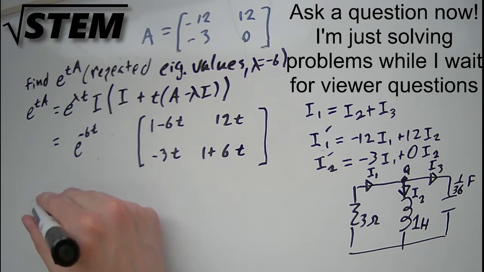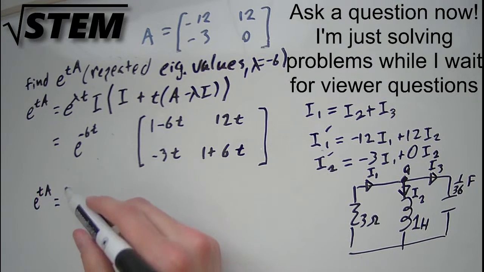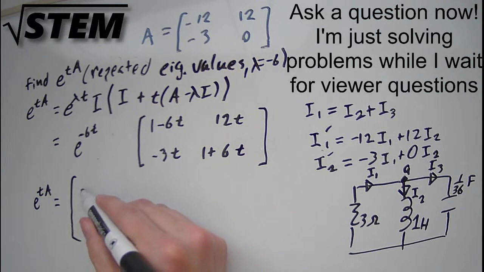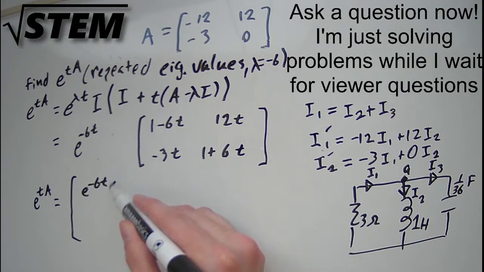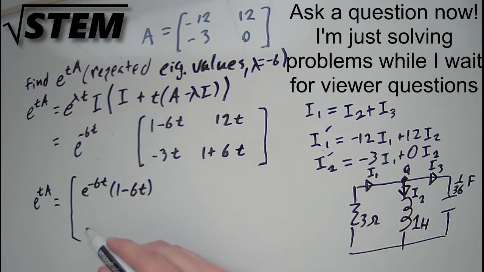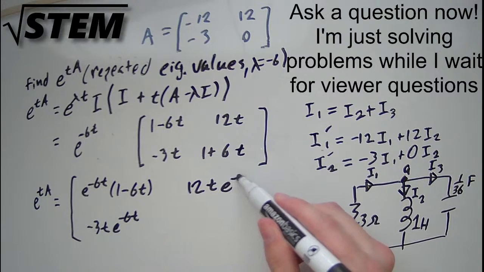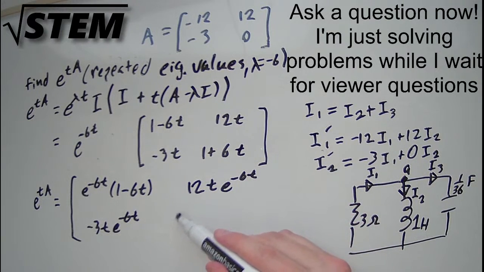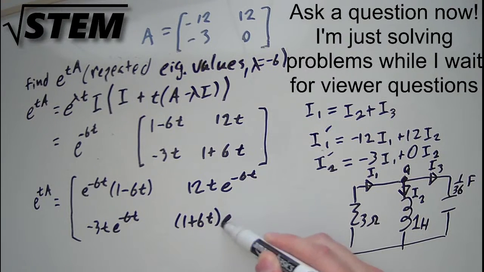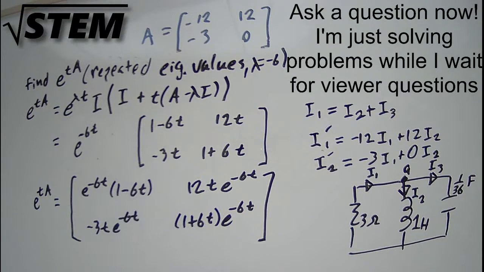So we're finally going to have that e to the tA is e to the negative 6t times 1 minus 6t, negative 3t times e to the negative 6t, 12t times e to the negative 6t, and 1 plus 6t times e to the negative 6t. I don't know why I put that coefficient at the back instead of the front. Anyway, so there is part B of the problem. What's next?